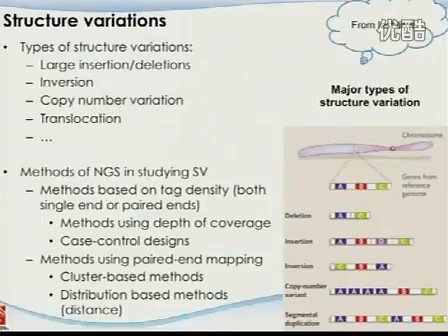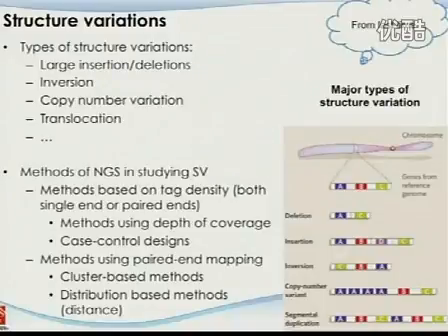And the second category of methods are the ones using paired-end mapping. So basically, you know that one end is here, the other one is here, and there are cluster-based approaches for genome rearrangement, and the other one is the distribution-based methods.